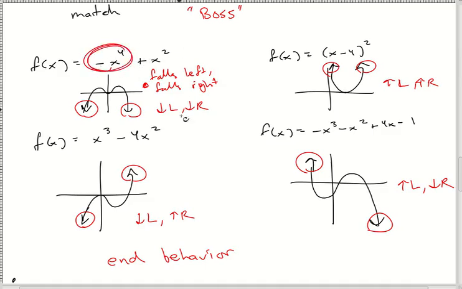It's this guy right there. That's our boss. This is our boss. So notice that he's negative, but he's also even, so he's going the same direction. So same direction, negative means going down. Okay, what about this guy?